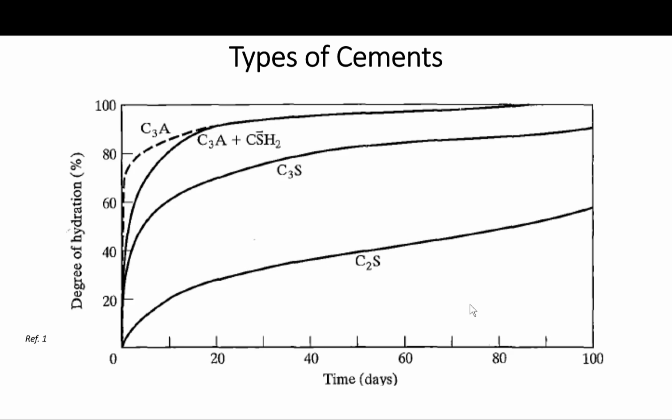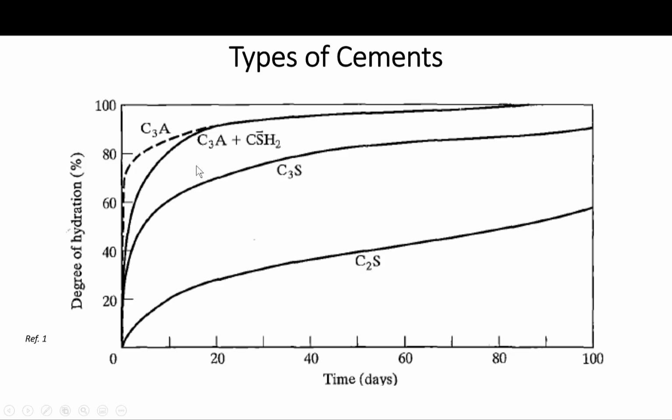Here, the rates of hydration of these pure cement compounds are given in this figure right here. It can be seen that C3A and C3S are the most reactive compounds, as you can see here. The rate of reaction early on is very high. Whereas C2S reacts much more slowly, as evident right here.